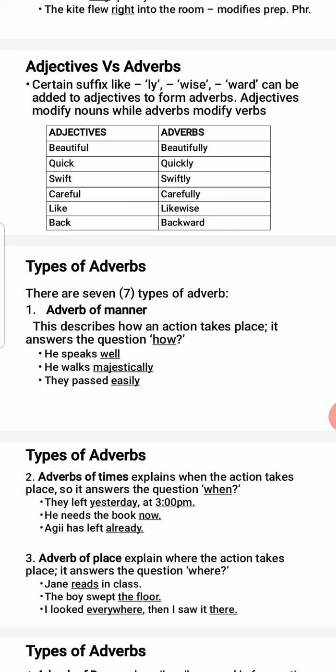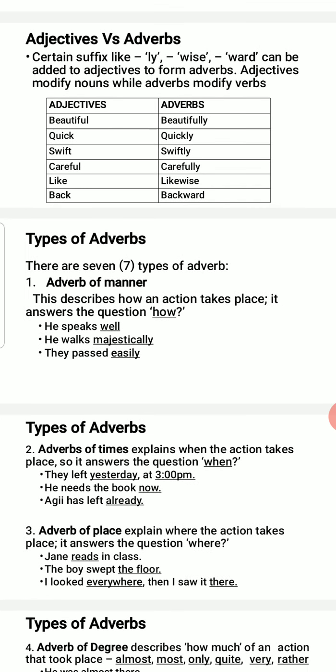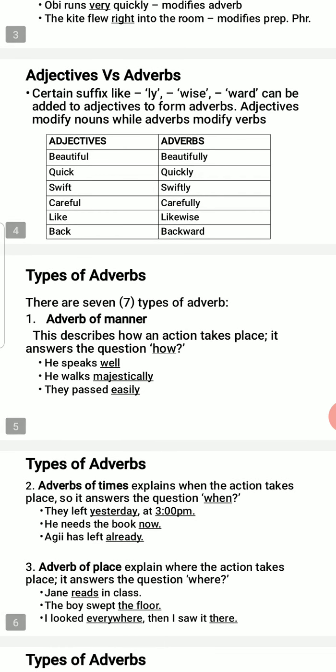This one describes an action, tells us the manner of that action that takes place. So it answers the question how. How tells us how an action takes place. And we'll have examples like he speaks well. He speaks well. Speak is the verb. Then well is telling us more about speaks.